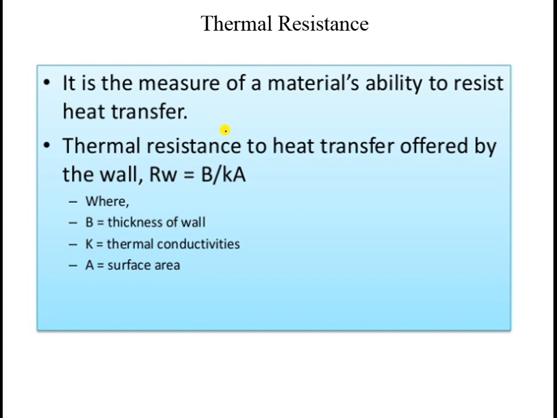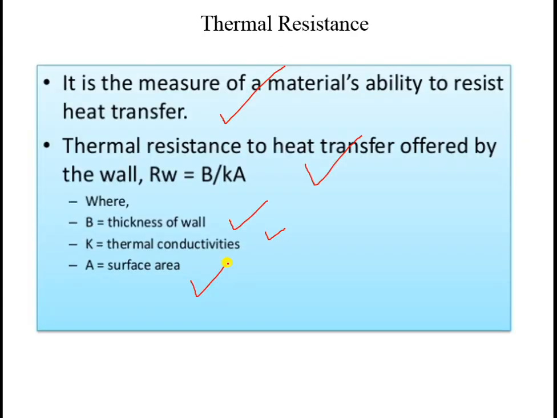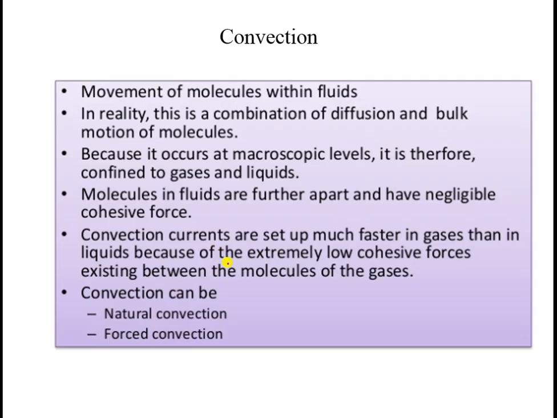Now, in this case, there is another term, thermal resistance, which is nothing but the measure of a material's ability to resist the transfer of heat from one location to another. The thermal resistance to heat transfer offered by the wall is Rw equals B by KA, where B is the thickness of the wall, K is the thermal conductivity, and A is the surface area. This is useful in solving numericals. Right now, I'm not going to go through this topic properly in detail.